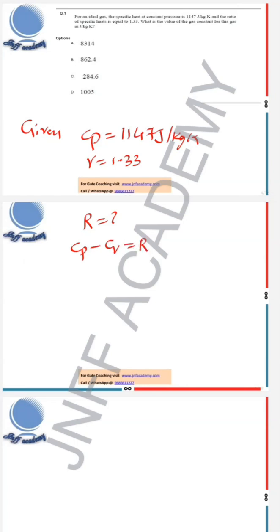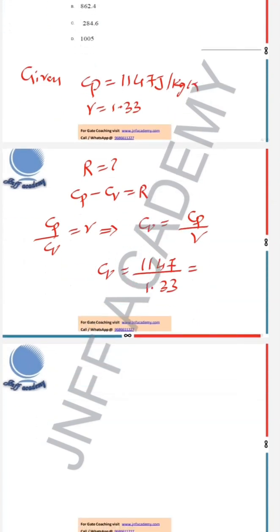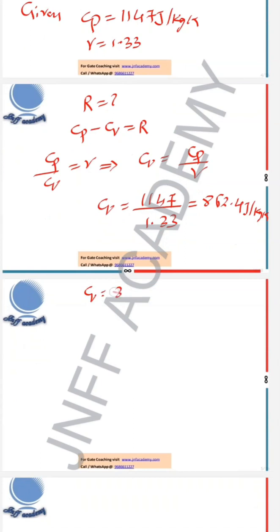We don't know Cv. To find Cv we can go with the specific heat ratio. Cp by Cv is equal to gamma. From here we can find Cv, that is Cp by gamma. Cv is equal to Cp, 1147, divided by 1.33. If you do so, we will get the value of this as 862.4 joule per kg Kelvin. We have found the Cv as 862.4 joule per kg Kelvin.